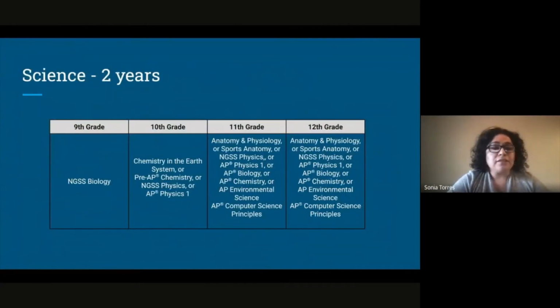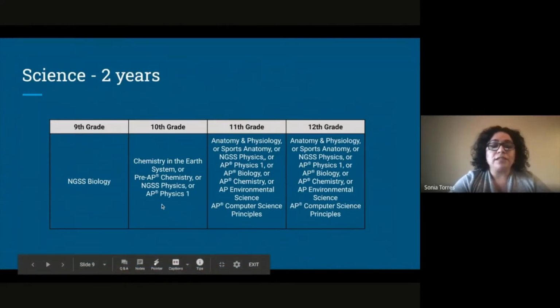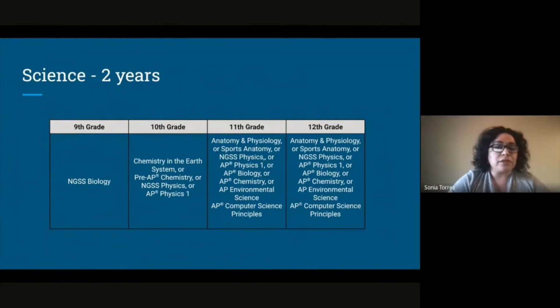For science, 2 years are required. So if you're a 9th grader, you are all taking biology. And so in 10th grade, you could take any one of these classes listed here: chemistry in the Earth system, pre-AP chemistry, physics, or AP Physics 1.